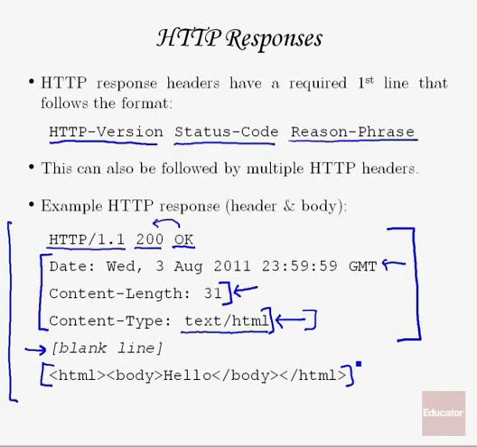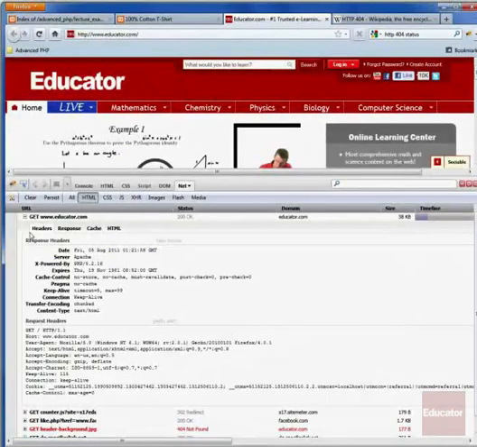And then after this blank line, the client knows that this is the information that it requested, or the data from the file that it requested. So if we go back and look at this educator.com request, you can see that there's a section in this headers tab for that same thing called response headers.